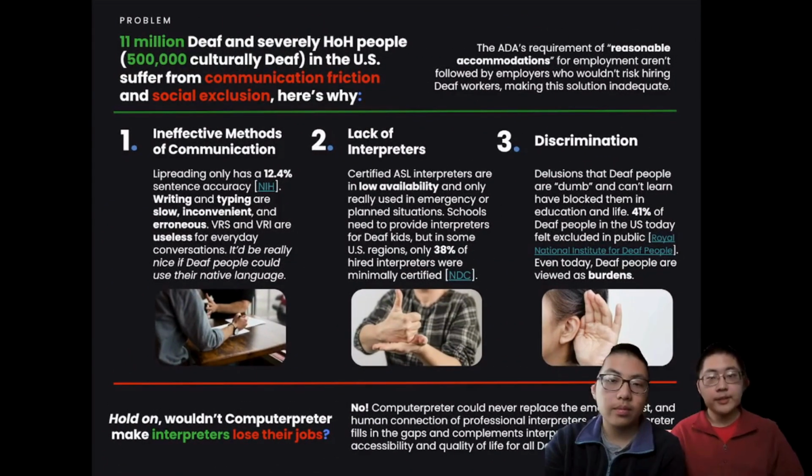The problem right now with 11 million deaf and half a million culturally deaf people in the US is that, first of all, there are ineffective communication methods. There's also a lack of interpreters, and third of all, there is abundant discrimination. Computerpreter will not make interpreters lose their jobs because Computerpreter is here to fill in the gaps where interpreters are not available to break the communication barrier.